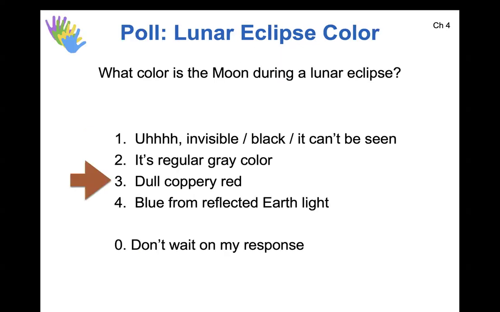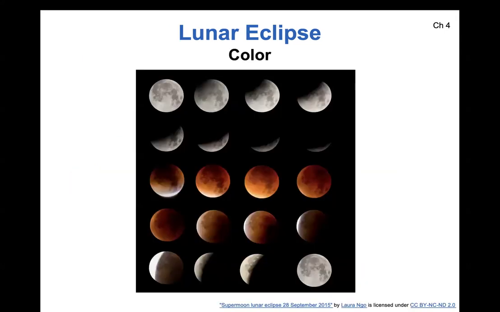Okay, and then I already gave it away, so I'll tell you, it's that dull coppery red color because of the red light of sunrises and sunsets.